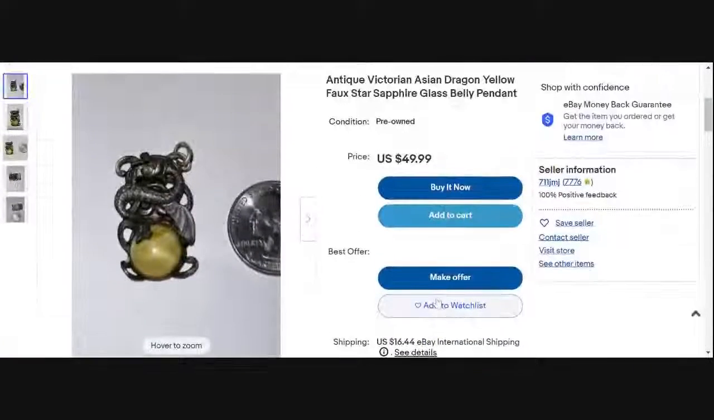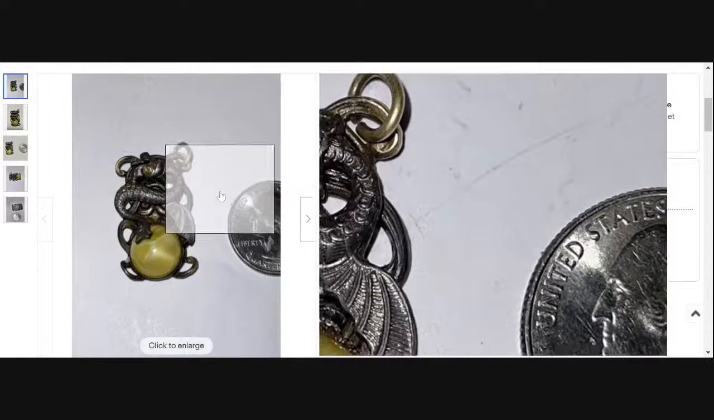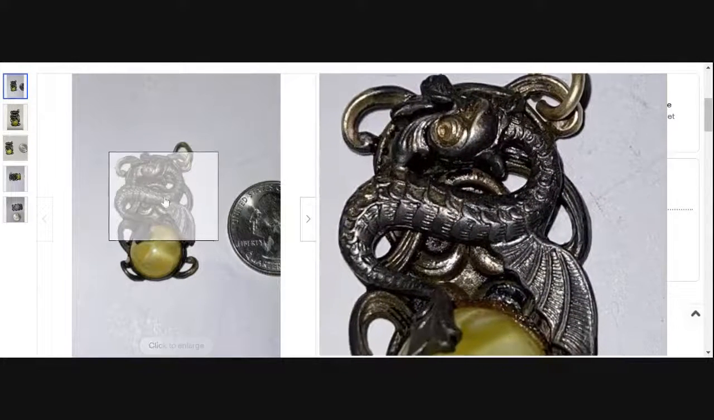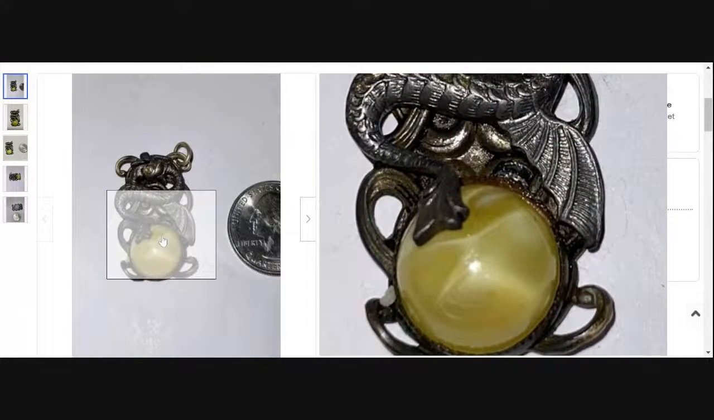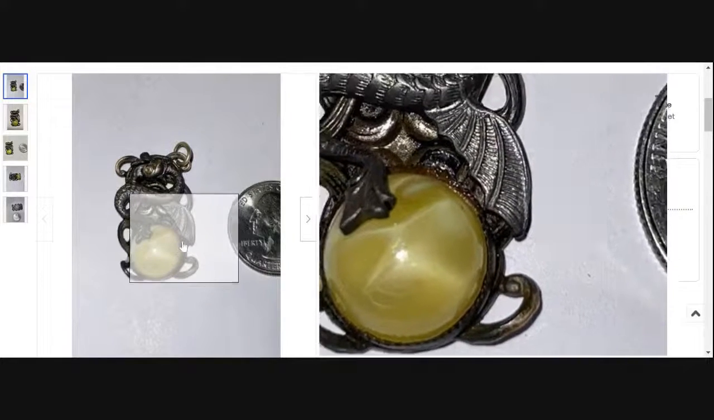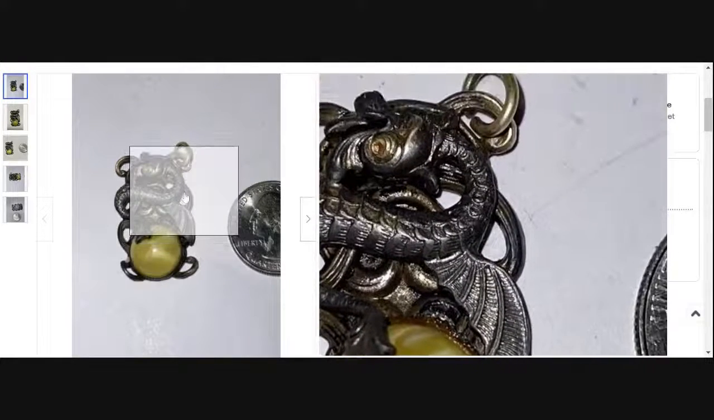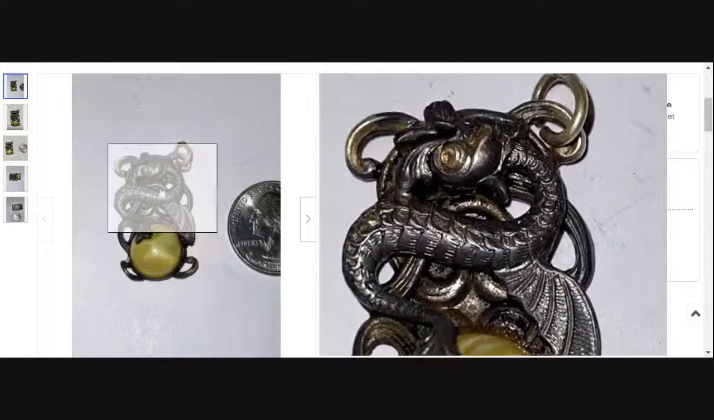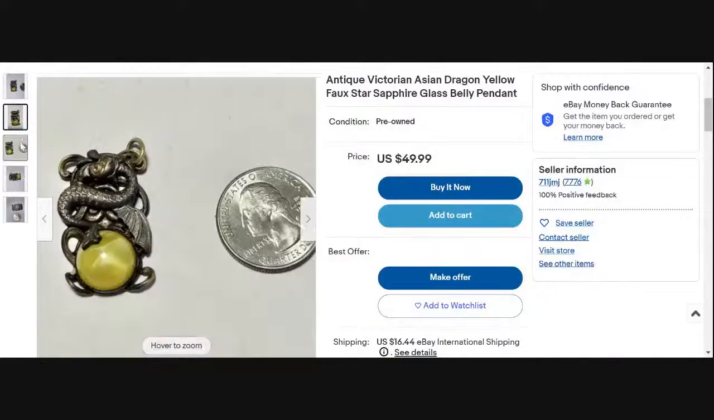Here we have it. An antique Victorian Asian dragon yellow faux star sapphire glass belly pendant. That is a mouthful. So that is beautiful yellow satin glass. You can tell because of the swirls. We've got our dragon, maybe griffin.